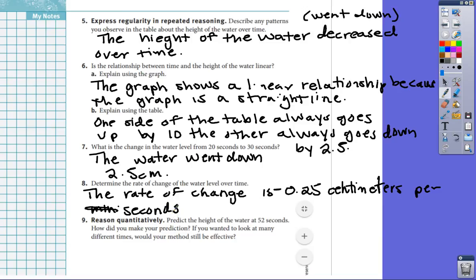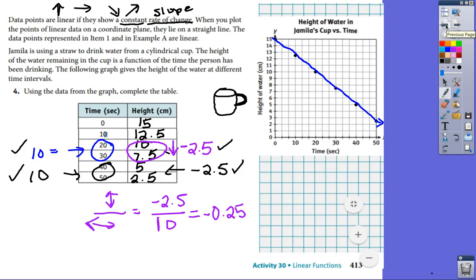Okay, go ahead and try number 9 on your own. Okay, you really should have gotten about 2 centimeters. And the way that you're going to do this is you're going to look at your table and you're going to see that, like, we know it goes down 2.5 centimeters a minute. And at 50, it's 2.5, so it's going to be a little bit smaller than that. So as long as you get something below 2.5, it's fine. 2 centimeters would have been a good guess.